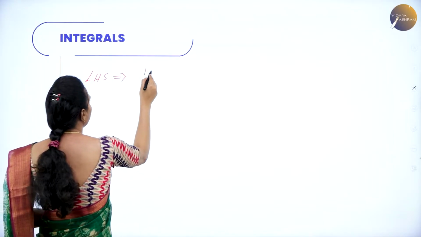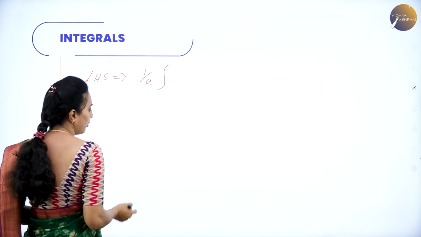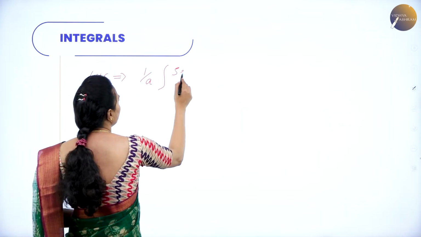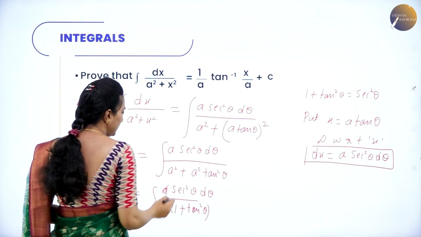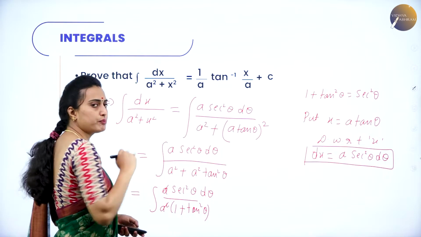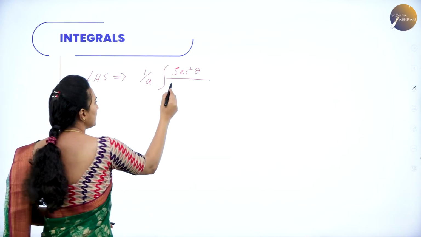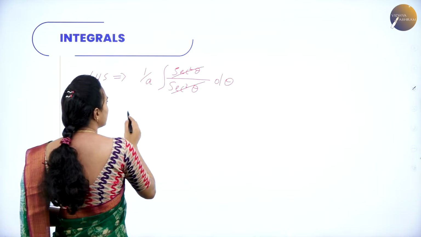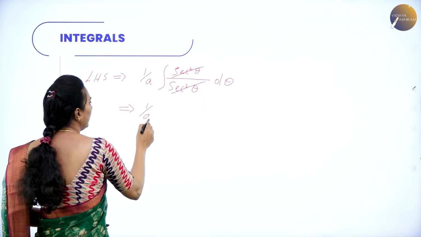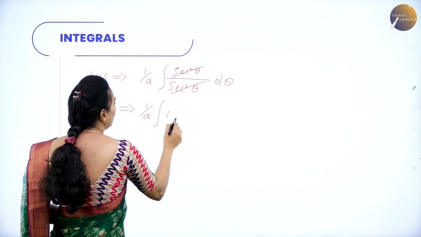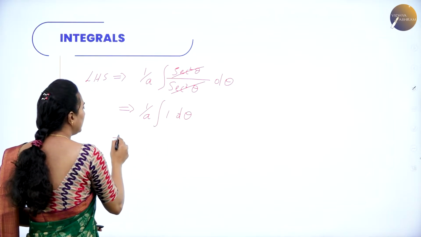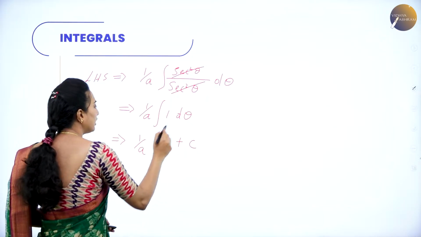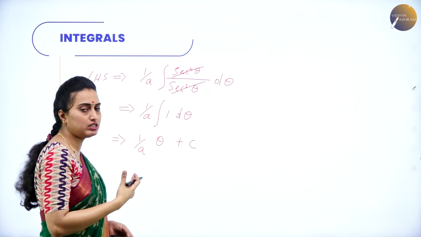Therefore, LHS implies that 1 by a is a constant, I can take outside. Observe here, 1 by a is remaining. I am taking it outside and writing secant squared theta divided by, see dear students, 1 plus tan squared theta I am substituting as secant squared theta, which implies secant squared theta into d theta. Now secant squared theta will get cancelled. 1 by a into integral of 1 into d theta. Now integral of d theta, 1 into d theta, is theta. So it is 1 by a into theta plus C.